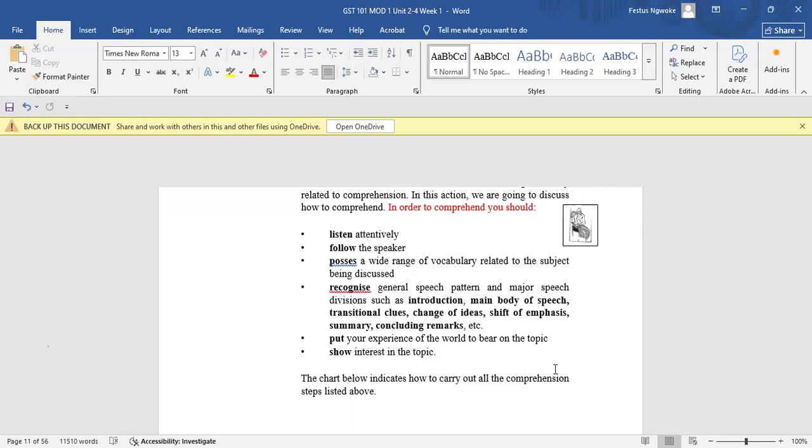And then the last of what you are supposed to do for you to comprehend is to show interest in the topic. Remember, you don't have a choice. You have no choice of whether you like the topic that is being discussed or not. No, you have no choice. Your interest is supposed to be there.